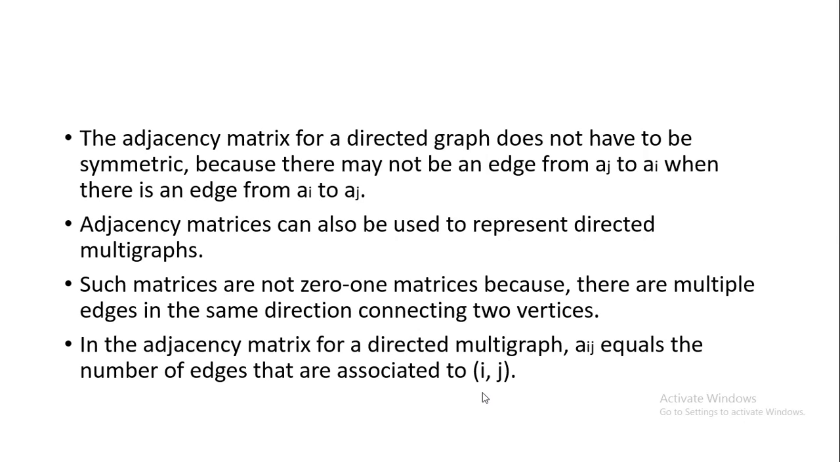Understood? So these are all about the representation of the graph. In this lecture we have seen only two methods of representing a graph. The first one is the adjacency list and the second one is the adjacency matrices. In the next lecture we will see the incidence matrices.